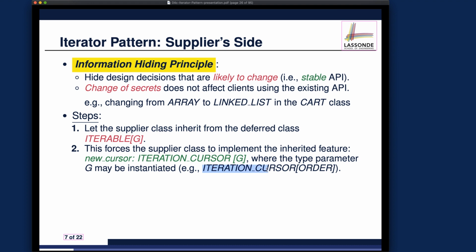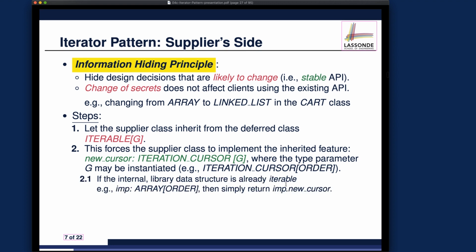For example, that one is going to return an iteration cursor of G. So what should we instantiate G into? For example, we might instantiate G into order. That's one case. Let's talk about approach number one, the so-called easy case. If the initial library data structure is already iterable, which means my underlying implementation, let's say an array or a linked list, is already iterable, I can definitely just call their new_cursor for free. That's an easy case.